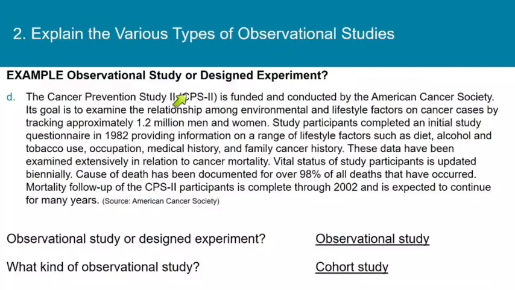And you can see the cohort here. The 1.2 million men and women are the cohort, and they are the only people in the study. And so the study follows those people all the rest of their lives, and that's what a cohort is.